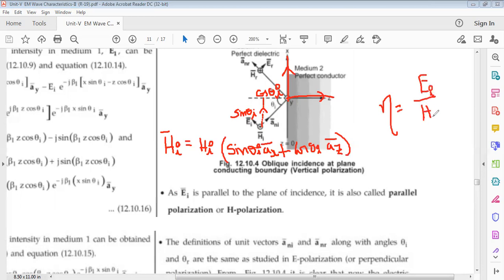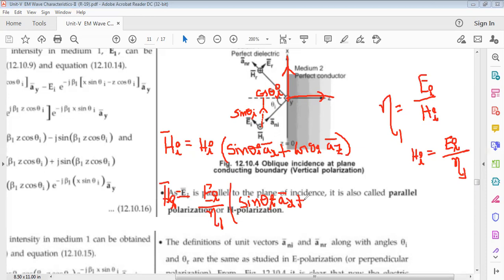So I'm taking EI by HI. As in medium 1, for EI and HI, let us take the parameter eta 1. So HI is equal to EI by eta 1. Substitute here: HI bar is equal to EI by eta 1 into sine theta I AX bar plus cos theta I into AZ bar. Got it, my students?